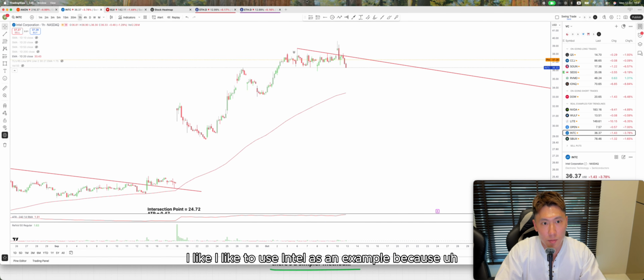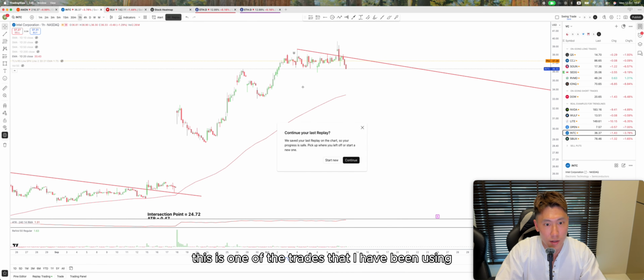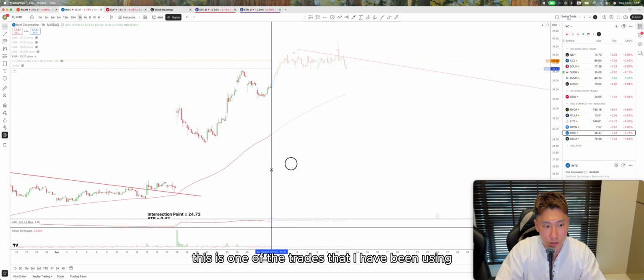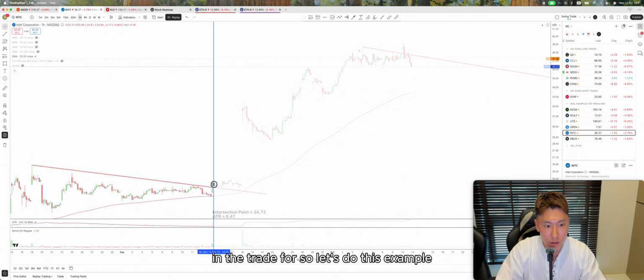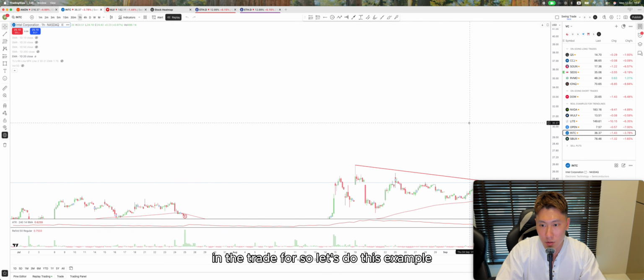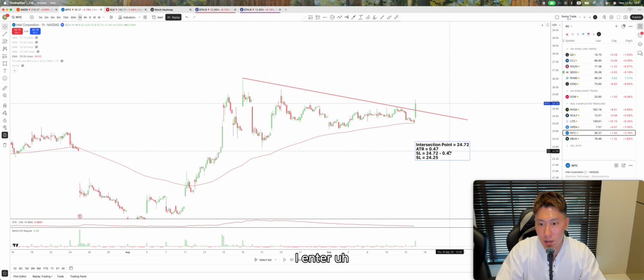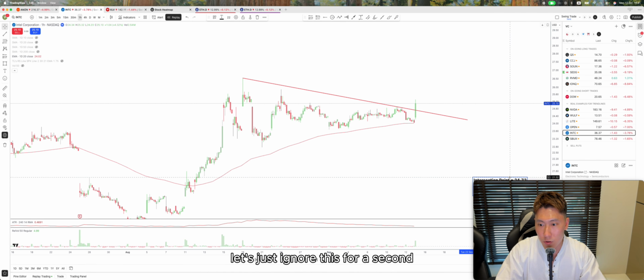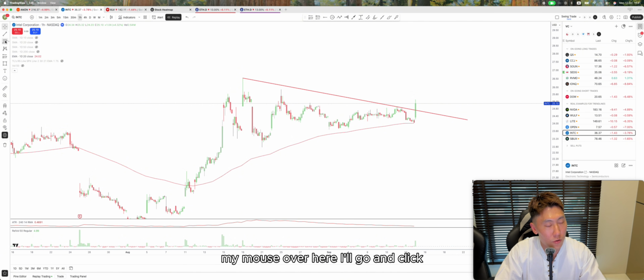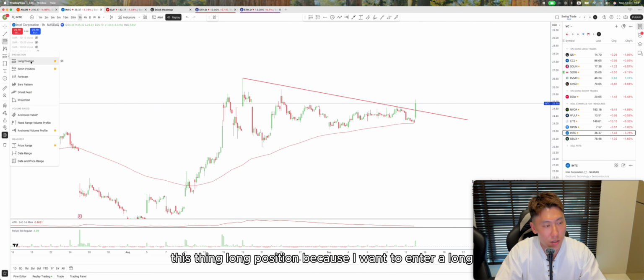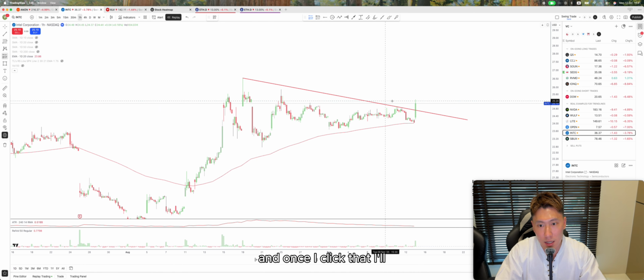I like to use Intel as an example because this is one of the trades that I have been using. So let's do this example. Let's say I enter Intel here. I'll just go to this one. Look at my mouse over here. I'll click this thing, long position, because I want to enter a long. And once I click that, let's say I enter right here.